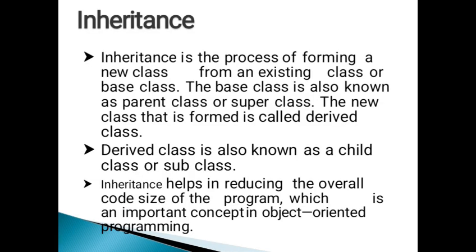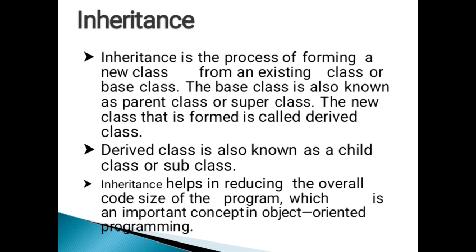Next is inheritance. Inheritance is the process of forming a new class from an existing class or base class. The old class is called the base class, superclass, or parent class. The main advantage of inheritance is reusability. The derived class is also known as the child class or subclass. The best example of inheritance is human beings. Human beings inherit all features from their parents and pass them on to their children. We inherit all facial features and genes also.